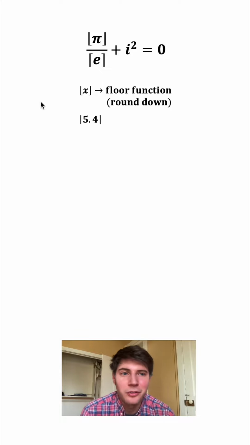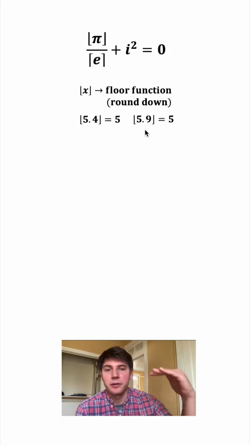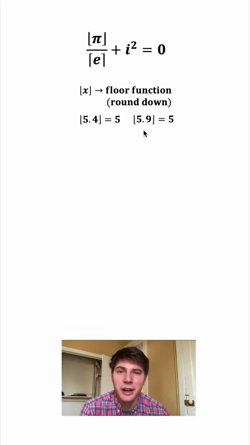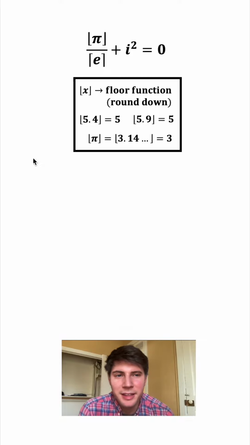So something like the floor of 5.4 would be 5, and the floor of 5.9 would also be 5, because even though it's 5.9, normally you'd round up. This is the floor function, so you round down. To get the floor of pi, that'd be the floor of approximately 3.14, and that's going to round down to 3. And that's the floor function.